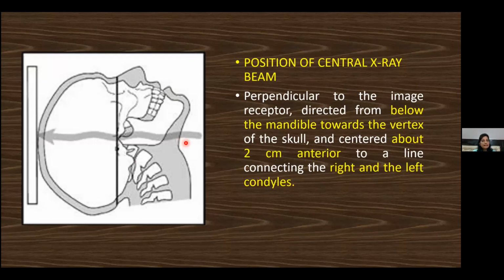So it is perpendicular to the image receptor. That is the basic rule. But from where? It is from below the mandible, centered towards the vertex. This is the highest point of the skull. That is the vertex of the skull.